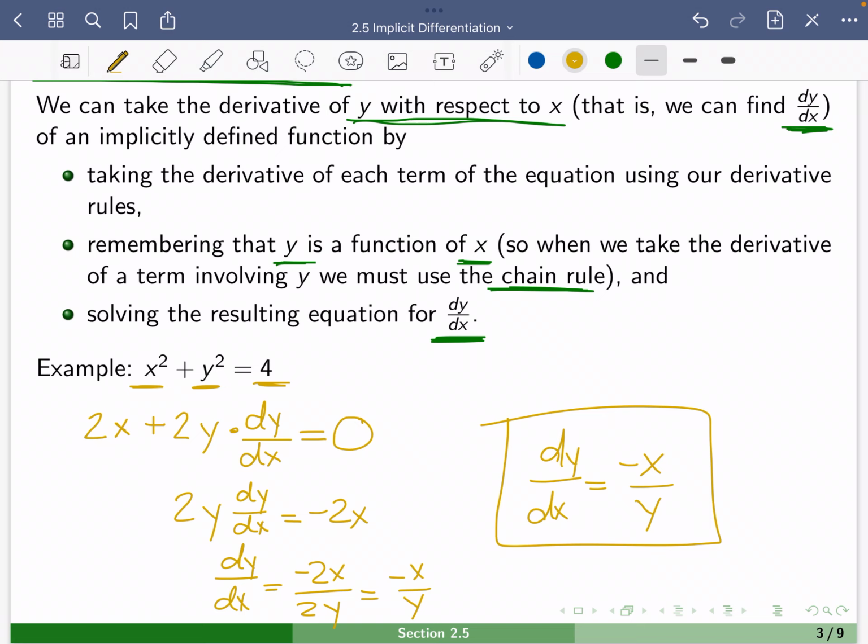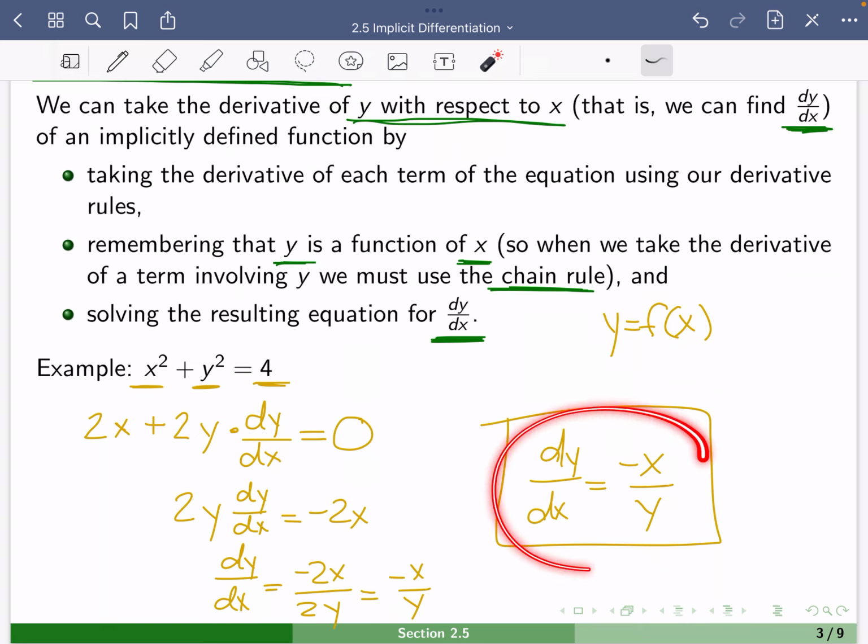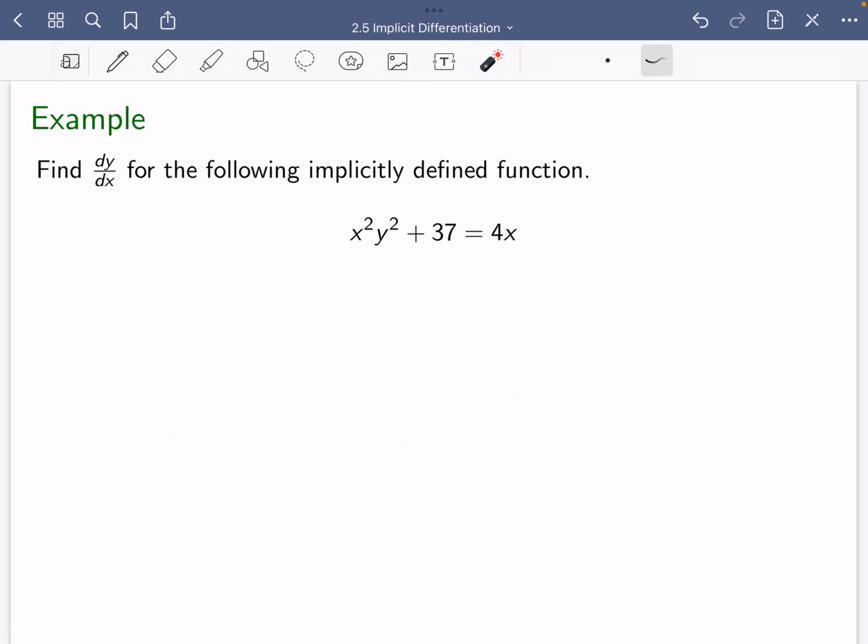It might seem strange to have that y floating around in the derivative, but that's okay when we go through implicit differentiation. If I had figured out how y can be written as a function of x, then I could replace this y with this function of x. But if I don't know that, I can leave it here. Implicitly, I know y has some relationship to x. Great. Let's look at one other example in this video, and then we will look at further examples in our next video.